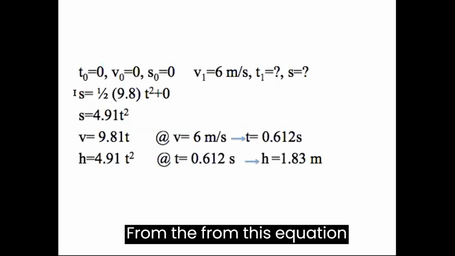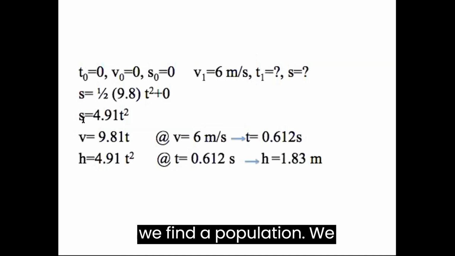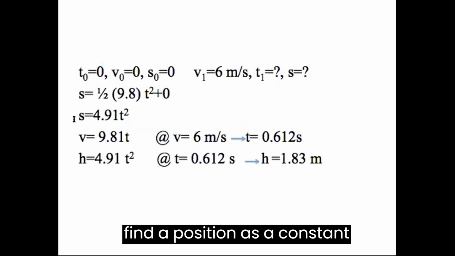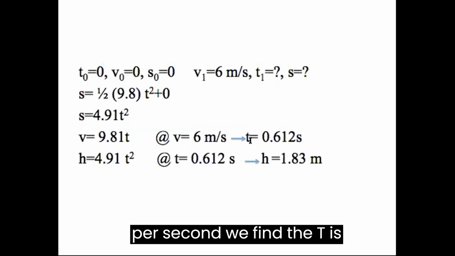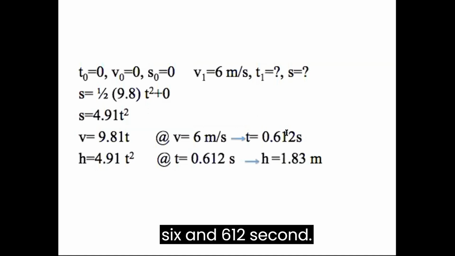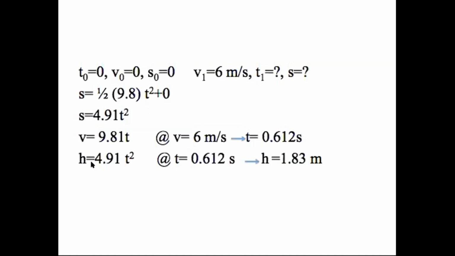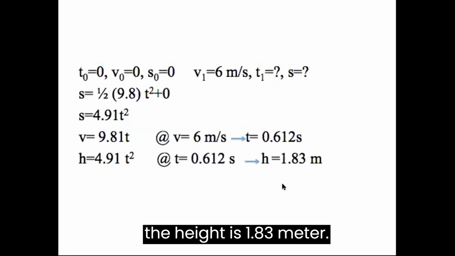From this equation, we find the position for constant acceleration. And for the velocity, we get this one. So when v is 6 meters per second, we find t, meaning t1, is 0.612 seconds. Now we have to find the height. At time 0.612 seconds, the height is 1.83 meters.